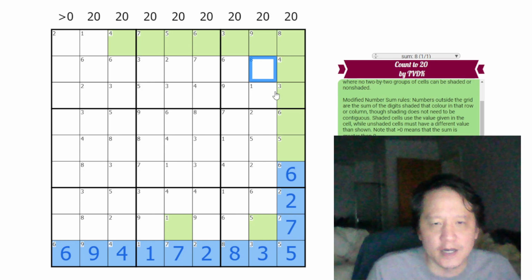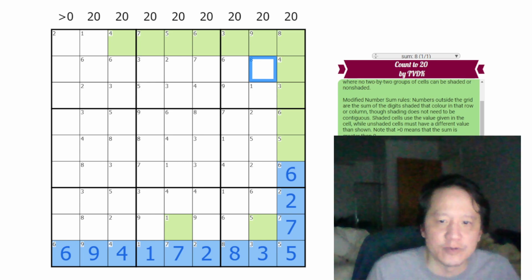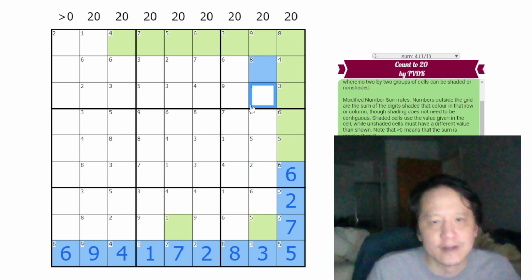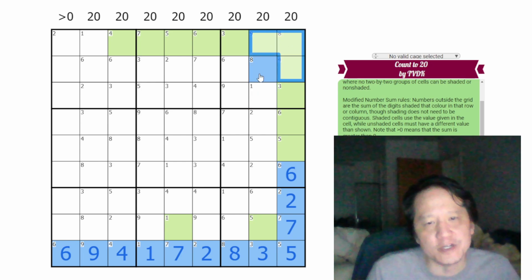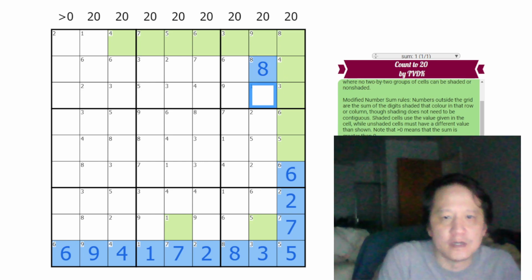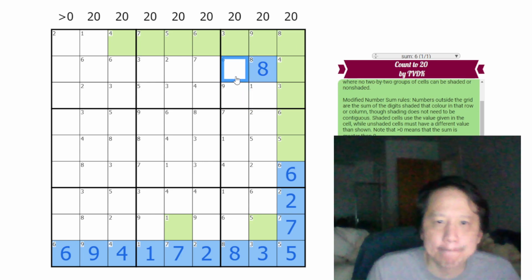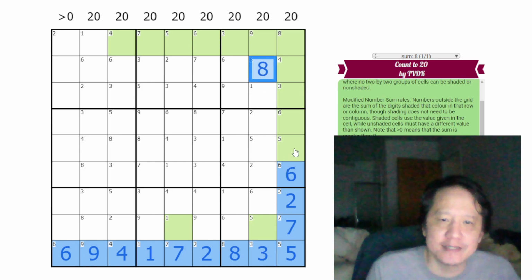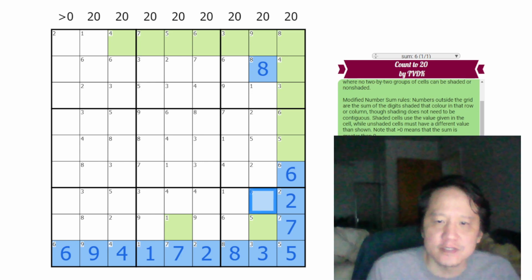So say it's not 8, right? Okay, well, actually, no, we know it has to be 8, right? Because these 3 are unshaded, this has to be shaded then. So this is 8. So this is 11. So the rest has to add up to 9. And it can only be 1, 2, and 6, right? So that means this has to be shaded. This has to be shaded.